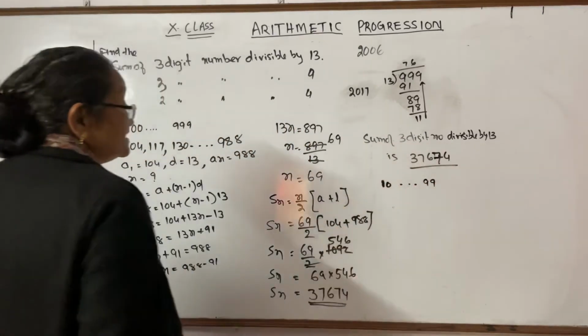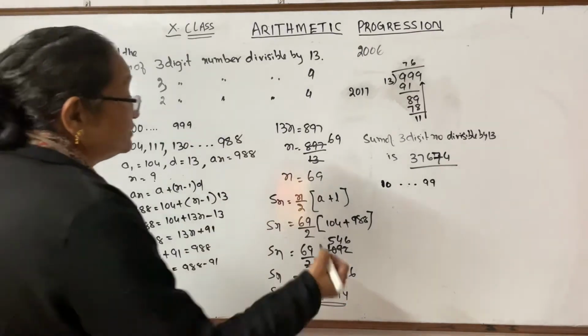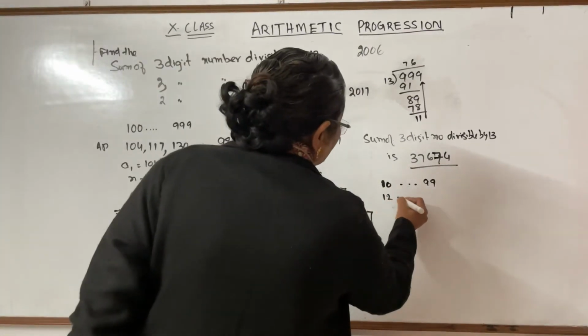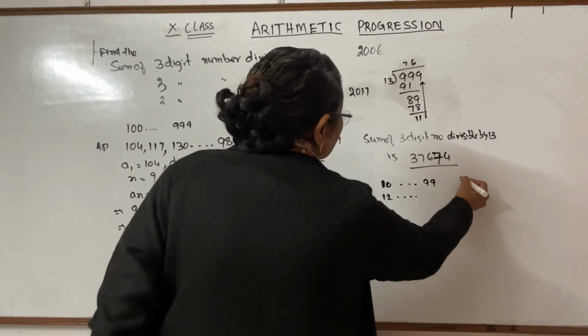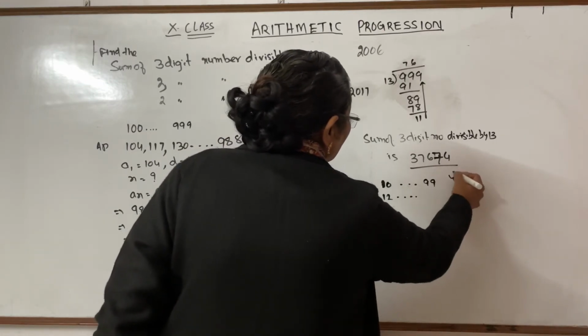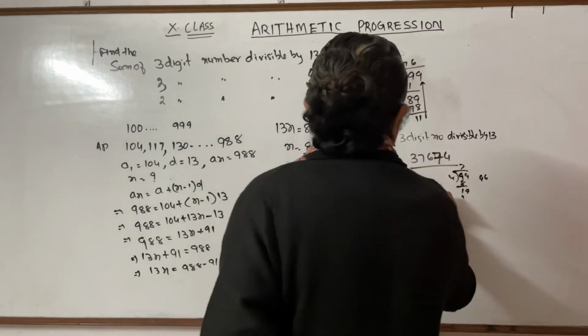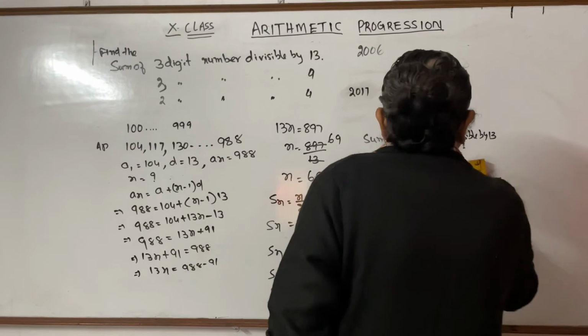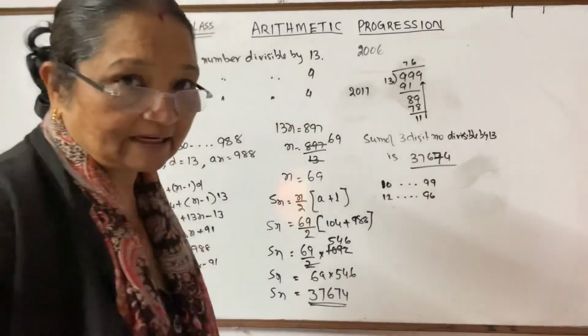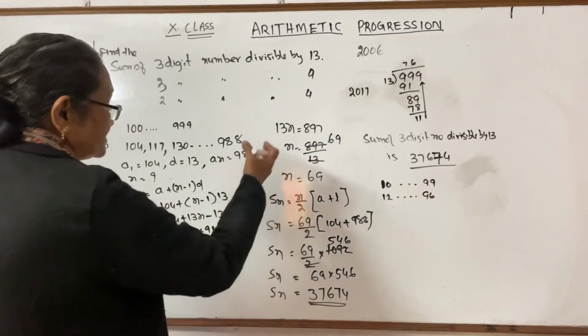Whether this is divisible by 4 or not, you have to find. That is 12. Then here also you have to find 4. 4 2s are 8. 99 divided by 4, 4 2s are 8. The last one will become 96. Then you can find n. After that you can do the Sn formula at the same time.